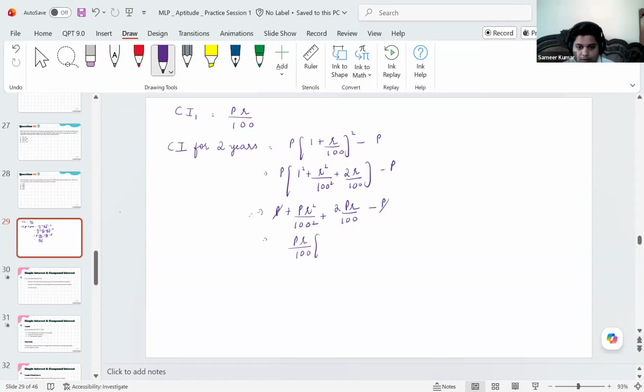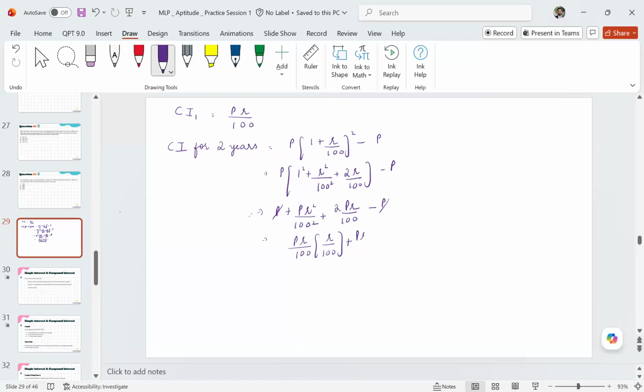Sorry, just give me 1 second. 2PR upon 100, P plus PR square minus P cancel. Okay, yes, correct. So PR upon 100. What is left inside now? I have R upon 100. Here I can write this as PR upon 100, right? Correct? And I can write this as PR upon 100. I have just broken the two PR upon 100 separately. Is that okay? Okay. Now, this value, guys, what is this? PR upon 100, 1 plus R upon 100. Yes or no?